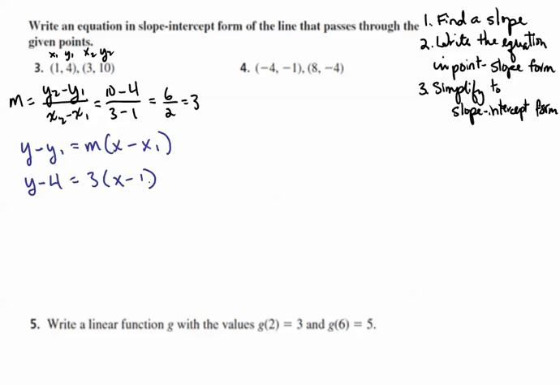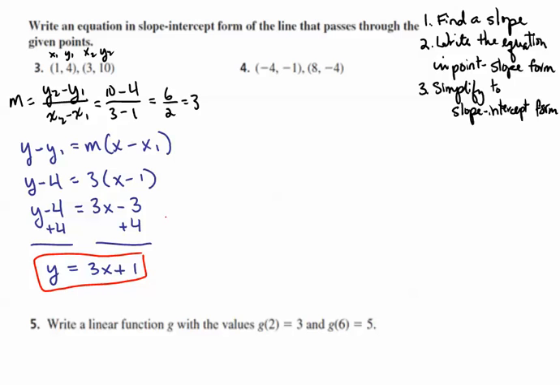First, I calculate the slope. Second, I write the equation in point-slope form. And third, I'm going to simplify this down to slope-intercept form. And I do that by distributing on the right side. And finally, I'm going to add 4 to both sides, and I end up with y is equal to 3x plus 1.